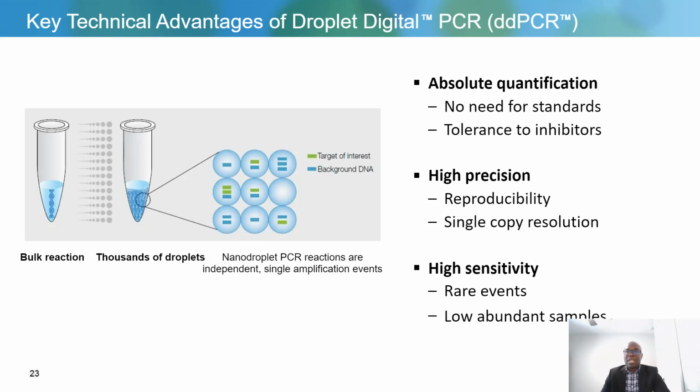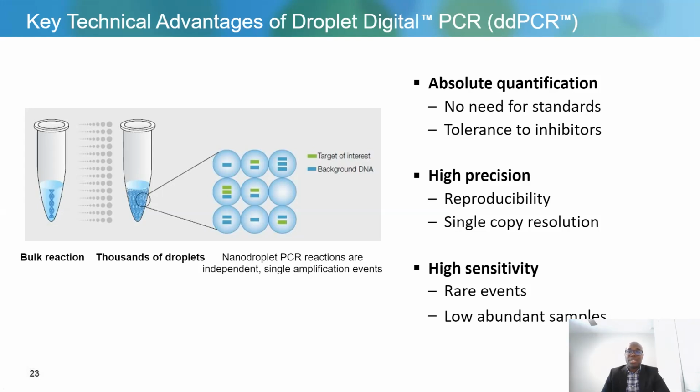As mentioned in the previous slide, the key technical advantages of ddPCR include absolute quantification in copies per microliter. We do not have a standard curve, and because we read at endpoint, there is less worry about PCR efficiency and increased resistance to inhibitors. This is especially important on degraded clinical samples.